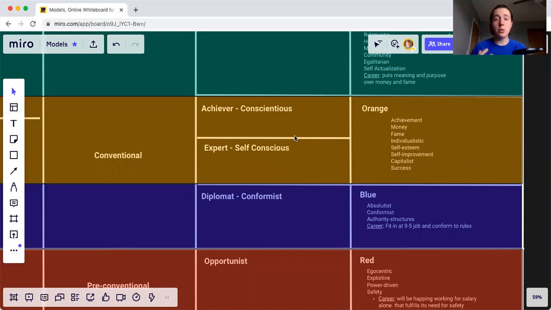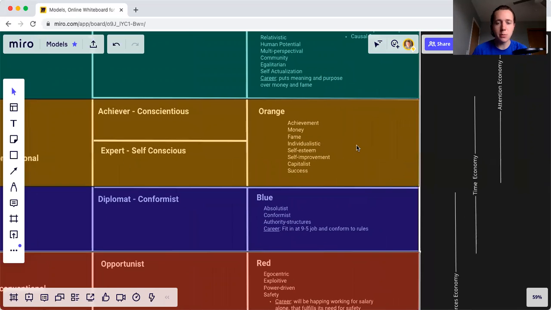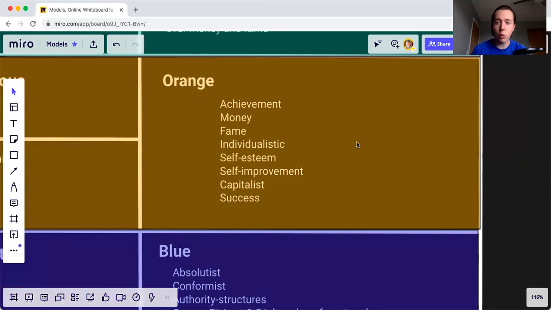In this lesson, I'm going to give you a quick primer to stage orange, this very achievement oriented stage. I'm going to explain how we're going to structure this module and what the progression of learning about stage orange will be. I'm going to start out by talking about what stage orange is, the essence of stage orange, the characteristics, the values, unhealthy and healthy manifestations, all the different aspects of stage orange.